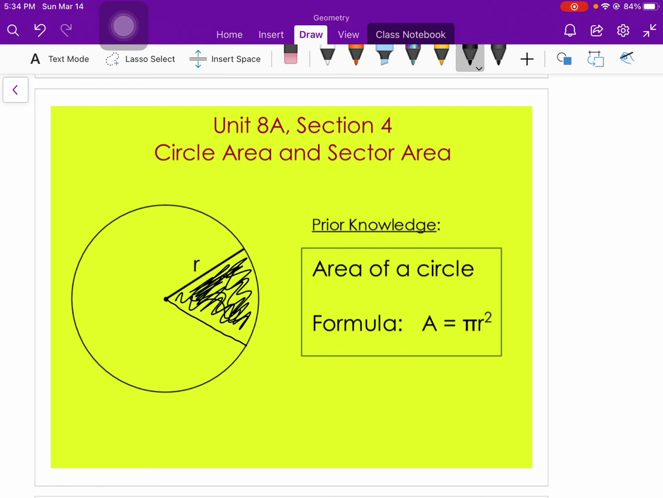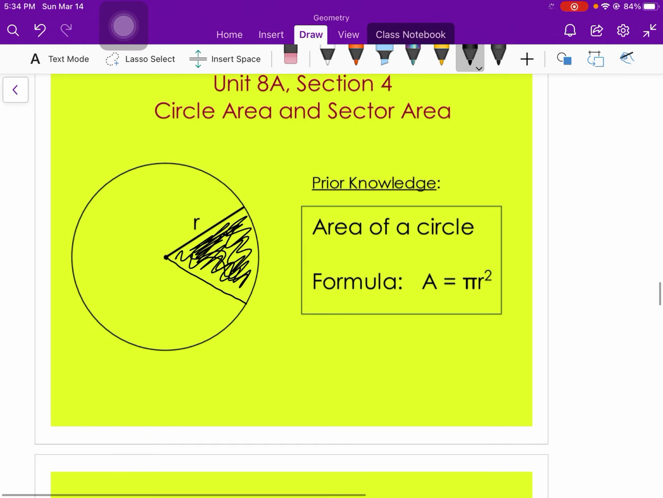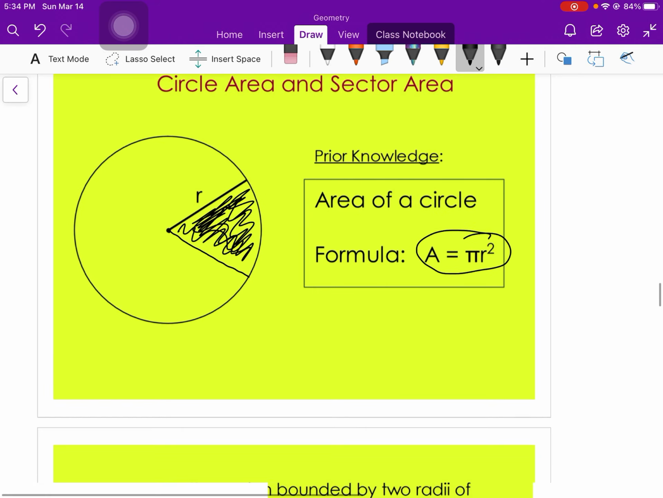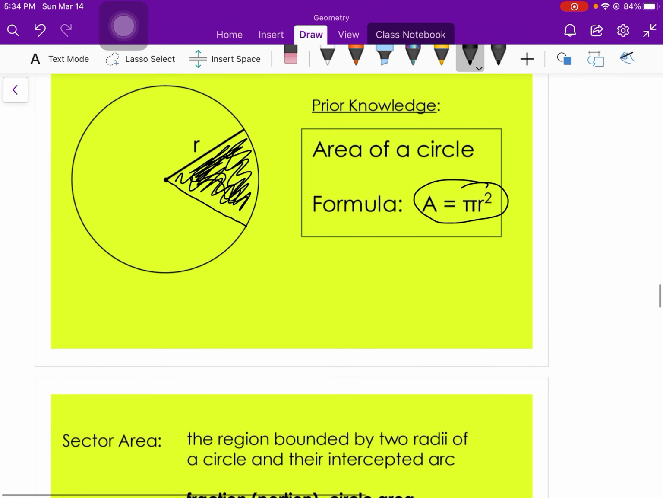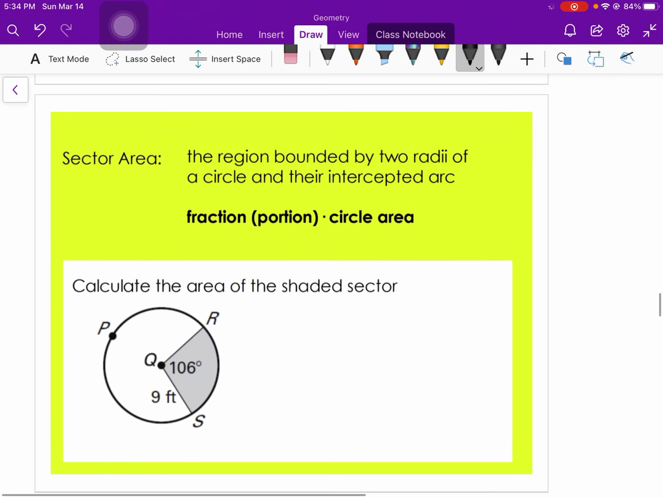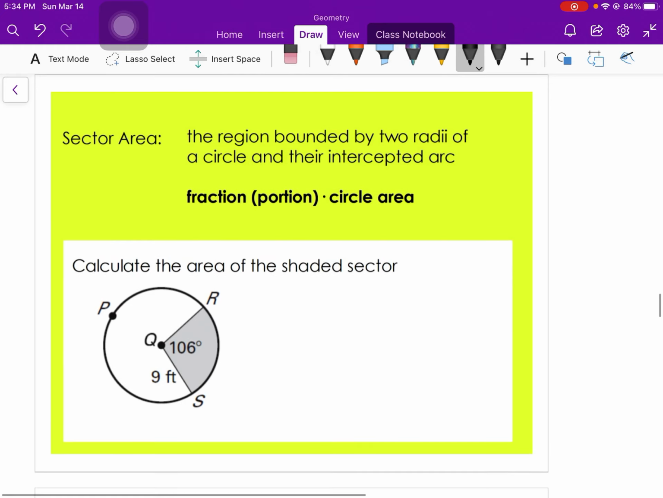The process is very similar to the same way that we found arc length. We're going to figure out the fraction that is covered by the area and then just multiply it by the total area. What's going to be different though is we're going to use the area formula for a circle, which is pi r squared. So pi times the radius squared. The formal definition of sector area is the region bounded by two radii of a circle and their intercepted arc.